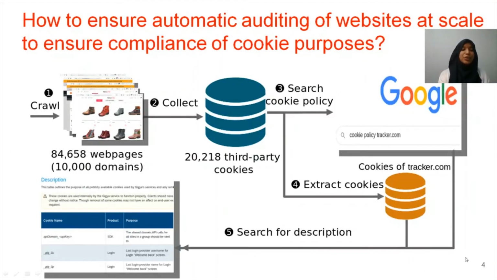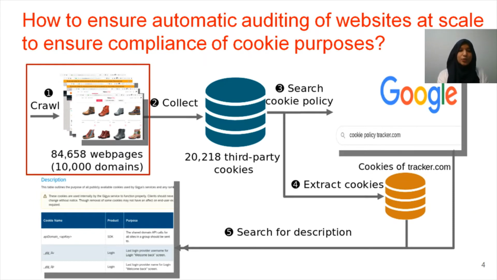This figure summarizes all the steps that we followed in order to collect data and ensure automatic auditing of compliance with cookie purposes inside websites. The first step was to simulate user behavior and browse different websites. For that, we used OpenWPM, an open source crawler. We visited Alexa top 10,000 domains, so we kept the state of the browser and we visited for every domain the homepage and 10 first links.